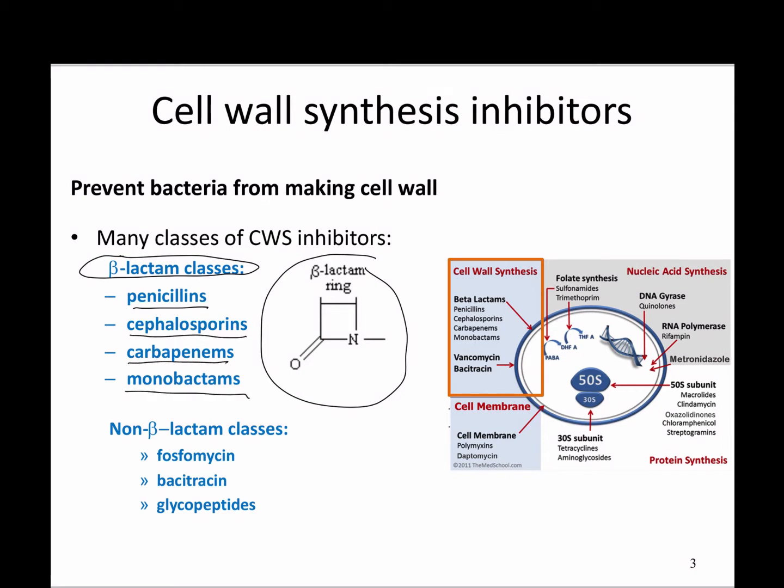We also have some other classes of antibiotics that also prevent cell wall formation, but they do not have a beta-lactam ring, and they don't have the same enzyme drug target. They're going to act at different levels in different places in cell wall synthesis. So these non-beta-lactam classes include a drug called fosfomycin, one called bacitracin, and a group of glycopeptides.